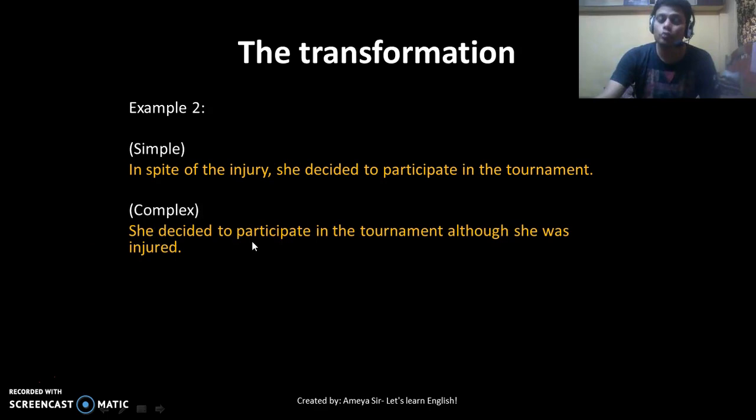Now the complex. She decided to participate in the tournament although she was injured. And now you have the injured form here, not the injury, which is a noun form. Of course, you can start the line with although and say, although she was injured, she decided to participate in the tournament. That is correct. So although is a subordinator here, and now we know when you use a subordinator, that's a complex sentence.